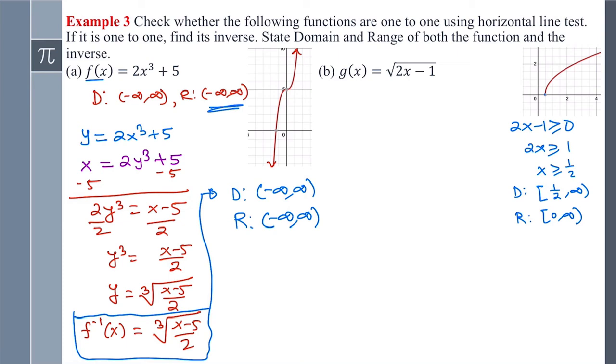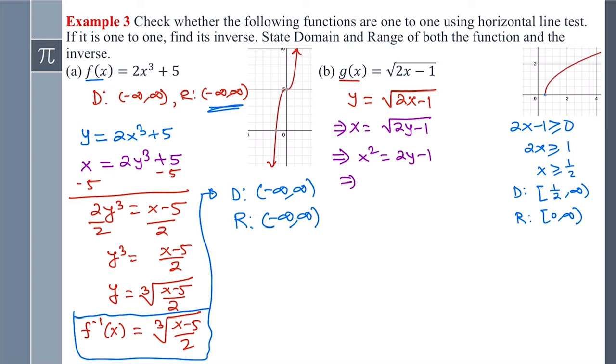Now let's go ahead and find the inverse of this function. So the first step, we are going to replace g of x with y. And the second step, we are going to switch x and y. So x equals square root of 2y minus 1. And the next step is we are going to solve for y. So we square on both sides. So we get x squared equals 2y minus 1.